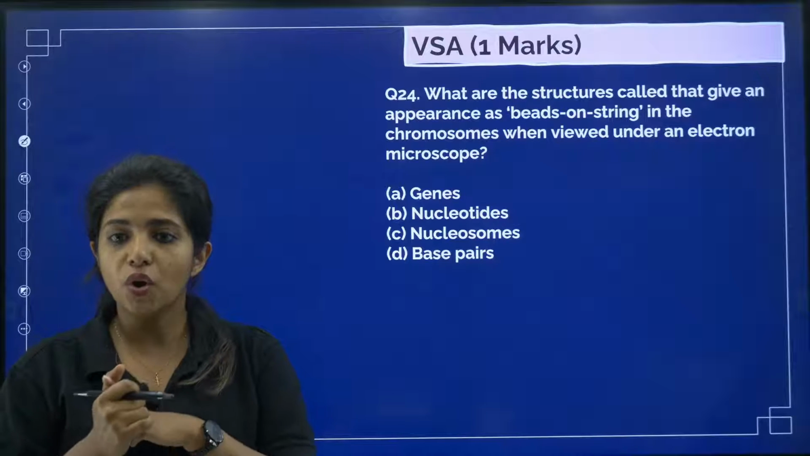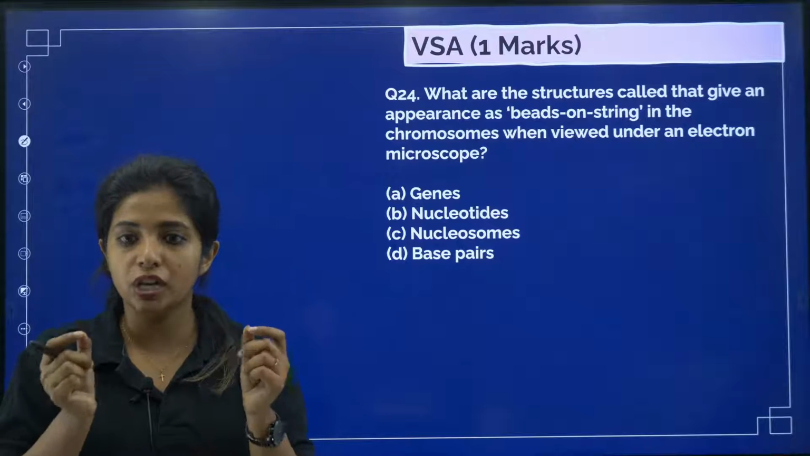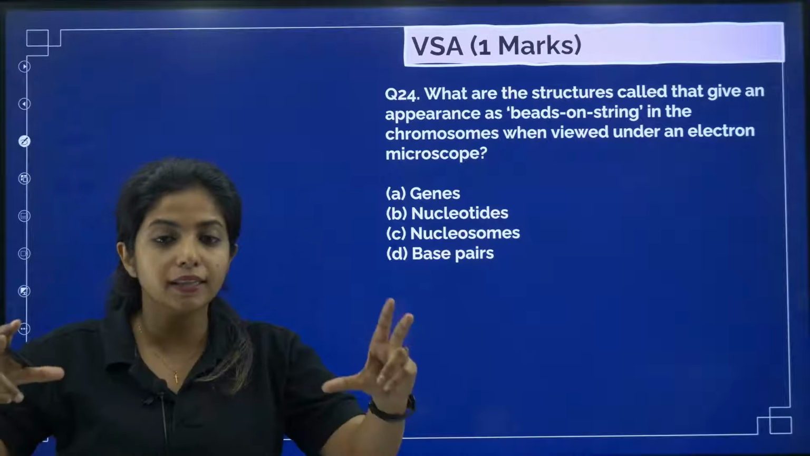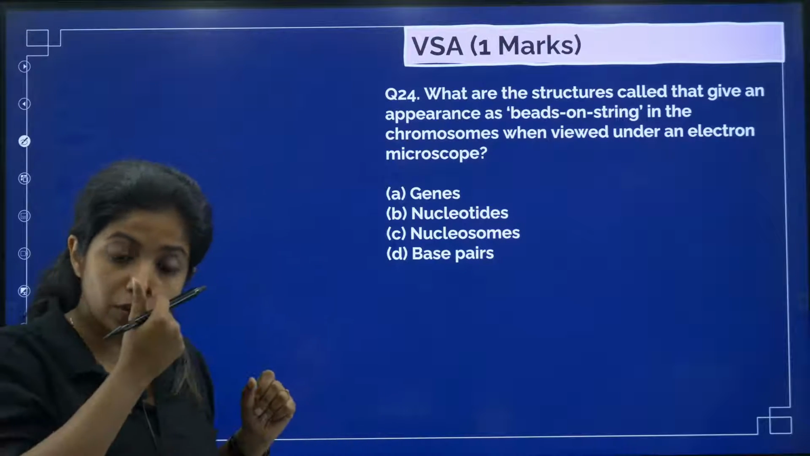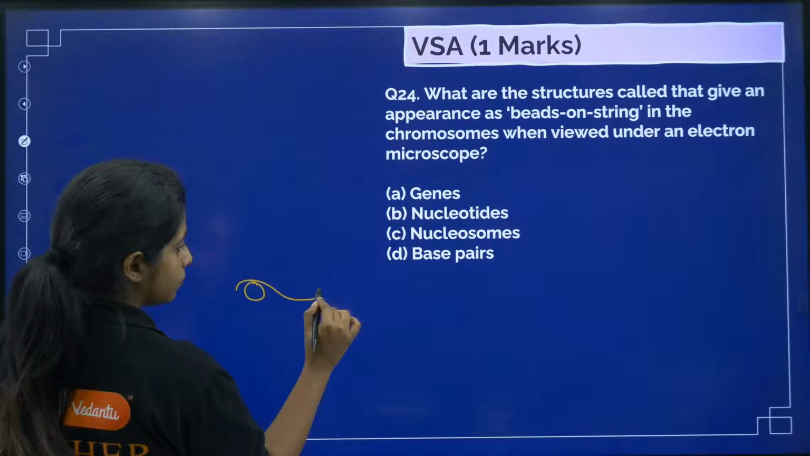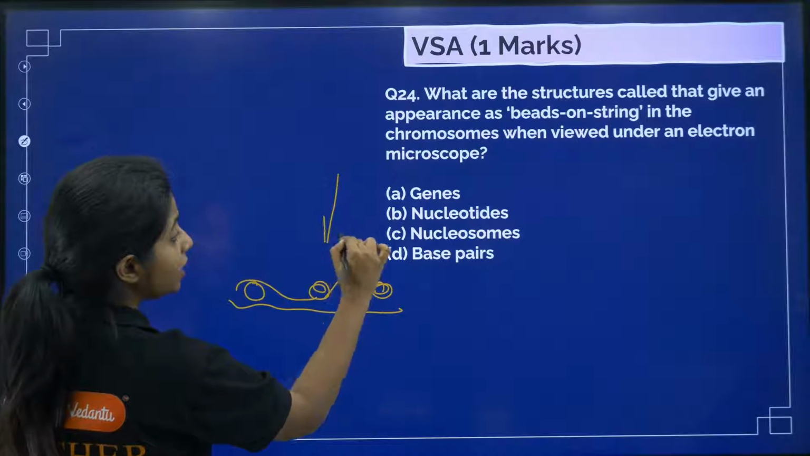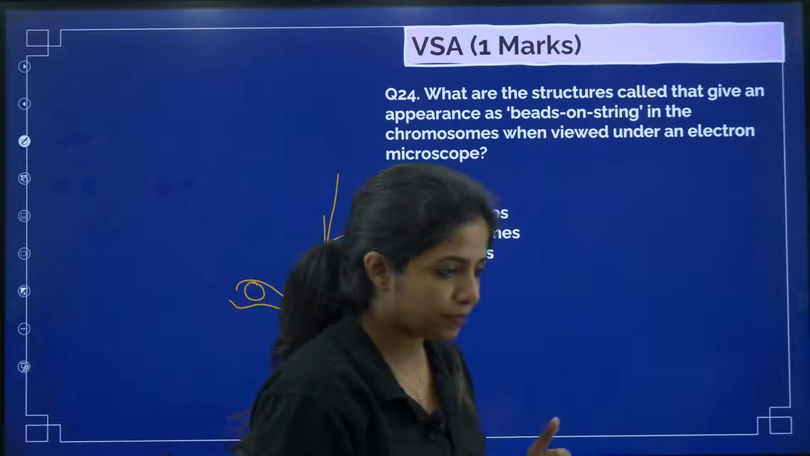What are the structures called that give an appearance as beads on a string in the chromosome when viewed under the electron microscope? So the chromosomes appear to be something like a bead on a string like structure. So what is this thing? What is the reason why they appear as a bead on a string like structure?